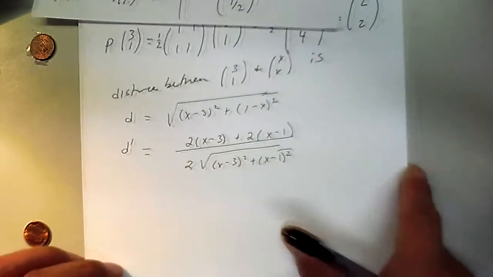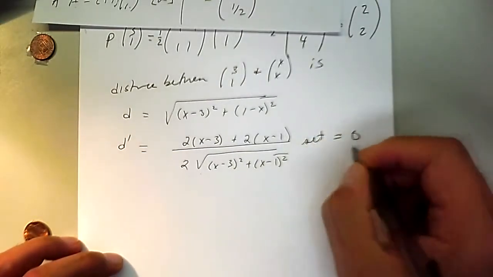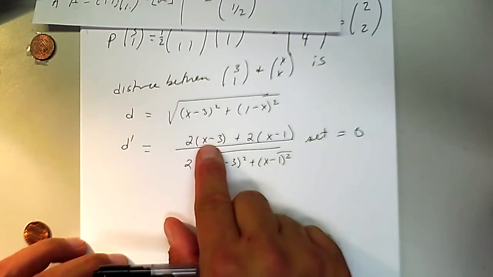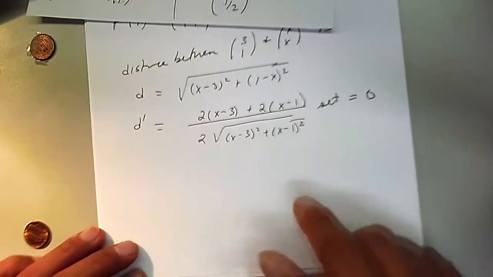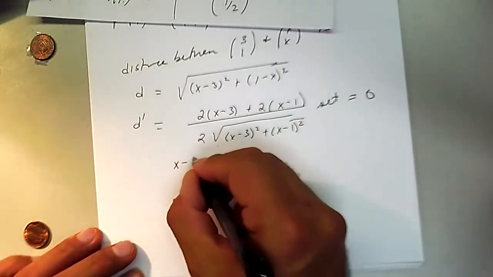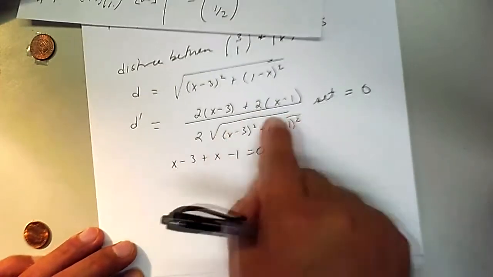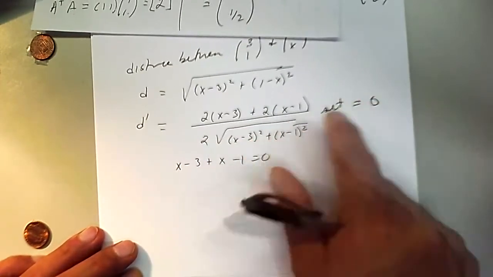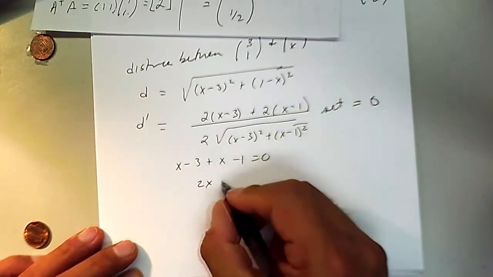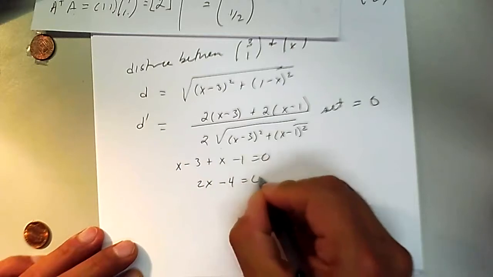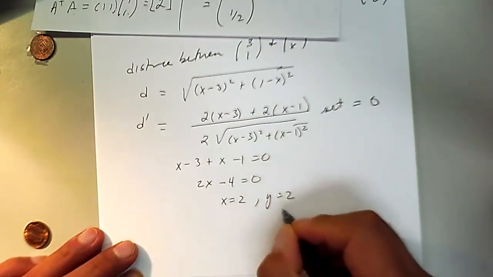So then we want to set equal to 0. We end up with x minus 3 plus x minus 1 equal to 0, because we assume the denominator is not 0, so we can multiply. And we end up with 2x minus 4 equal to 0. So sure enough, x equals 2. And because x equals y, y equals 2.